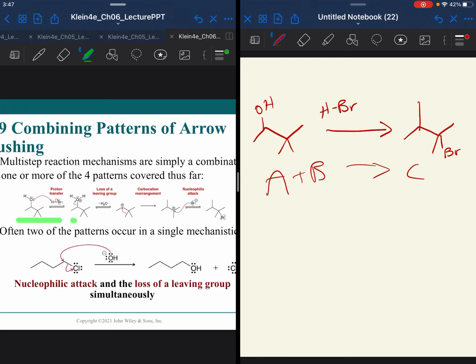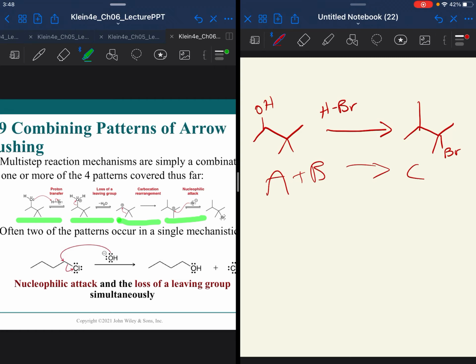It starts with a proton transfer on the alcohol. Then you get a loss of leaving group when that breaks off as water, making a secondary carbocation, which then rearranges to make a more stable tertiary carbocation, and ends with a nucleophilic attack. These are the 4 patterns we just discussed all together.